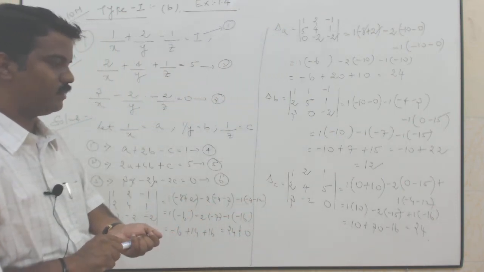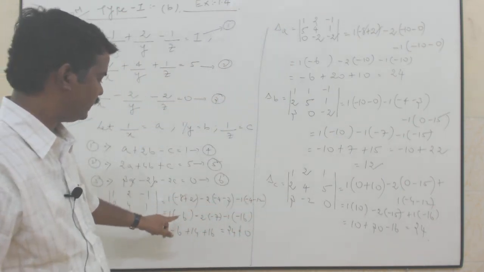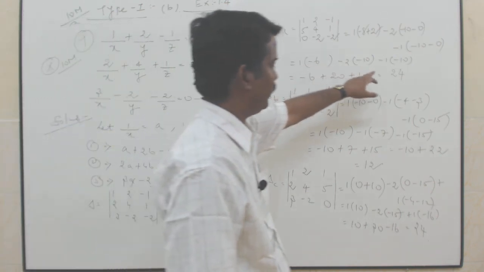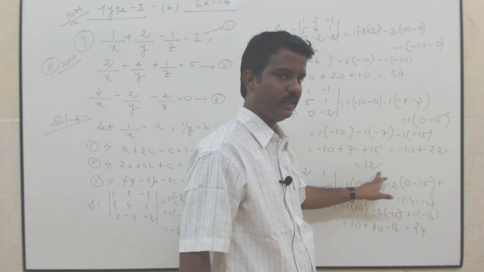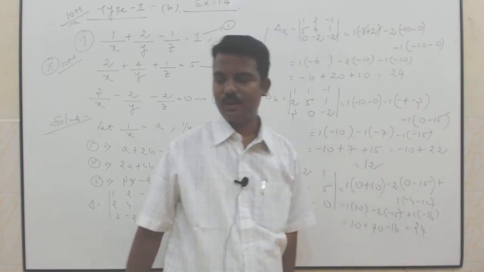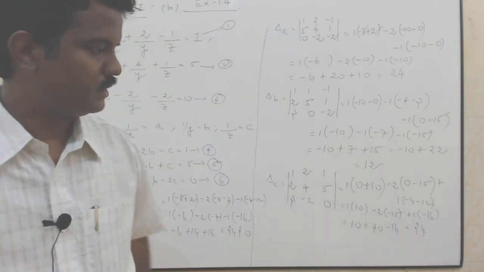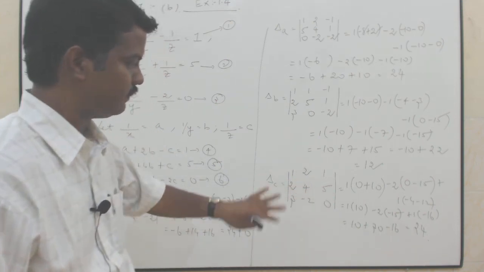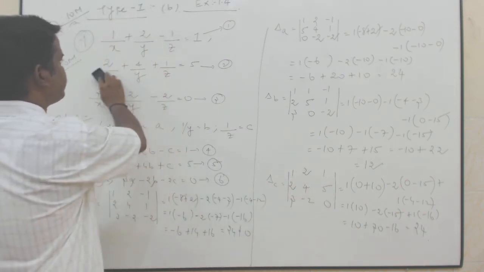So 80% of the problem we have finished, right? What is the value of delta? 24. What is delta A? 24. What is delta B? 12. What is delta C? 24. Before we find x, y, z, you first find out the values of A, B, C. After that, we can find out x, y, z, right?